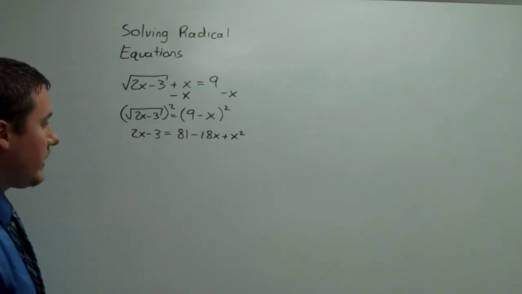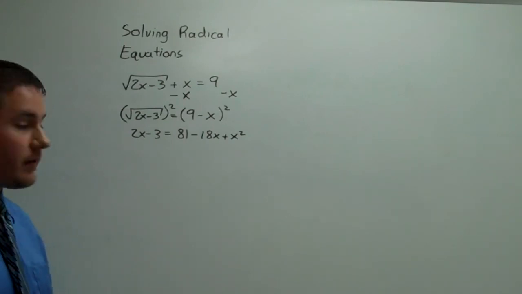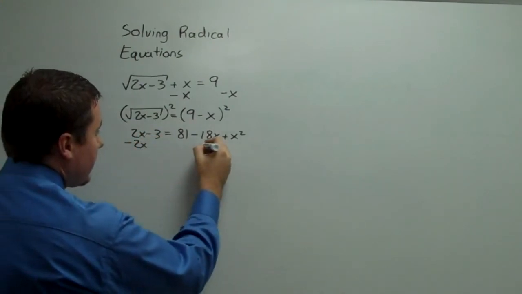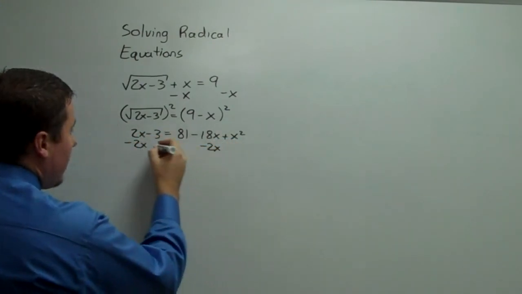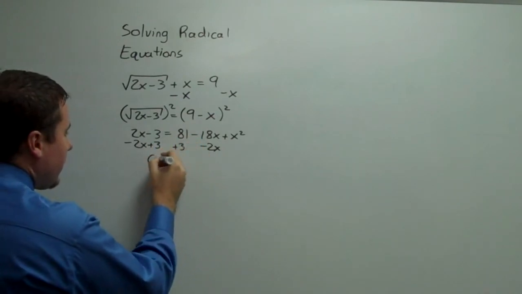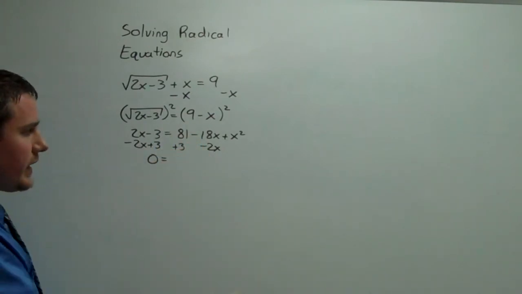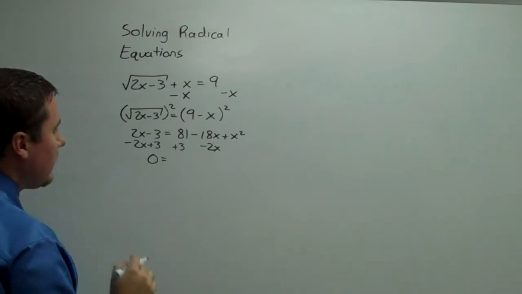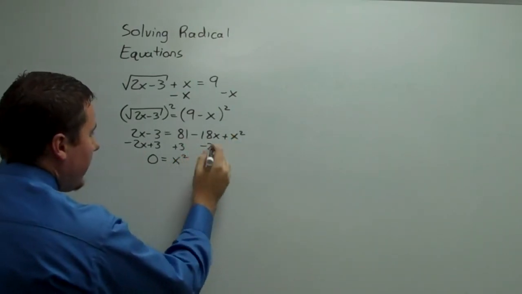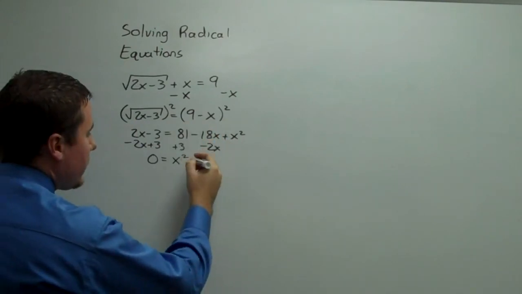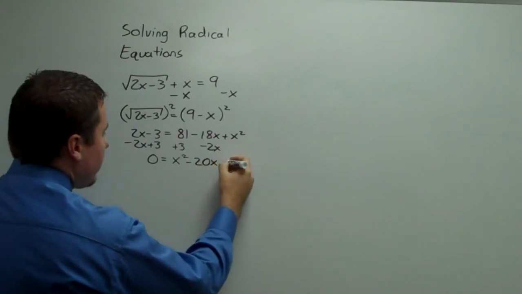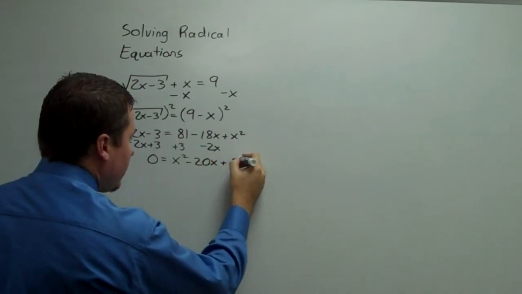It's at this point that we need to set it equal to 0 and see if it factors. So we subtract 2x from both sides, and we add 3. And it's at this point that I'm going to rewrite it in a much more familiar format with the x squared leading the way. So x squared, negative 18x and negative 2x is negative 20x. And then 81 and 3 is 84.